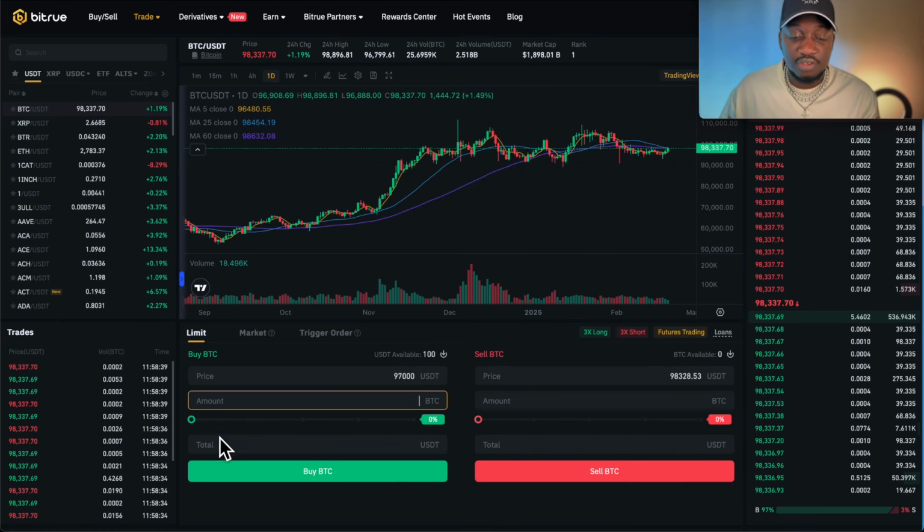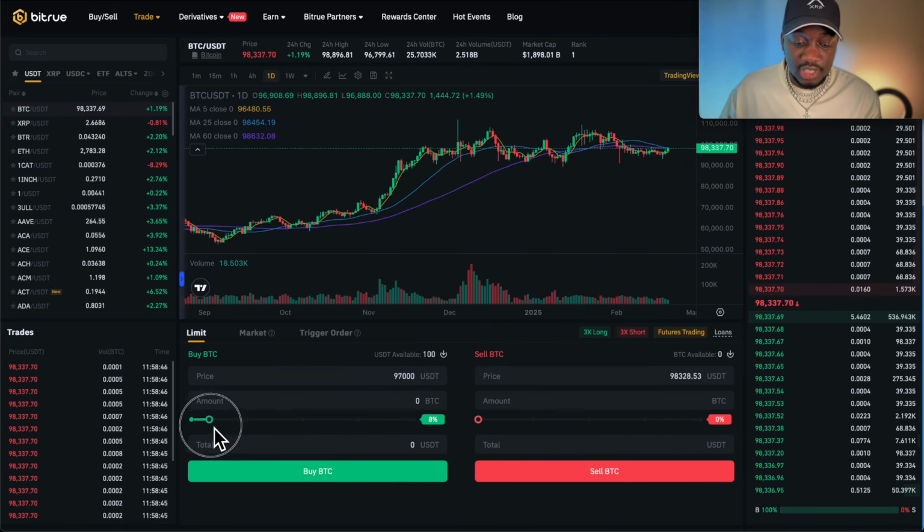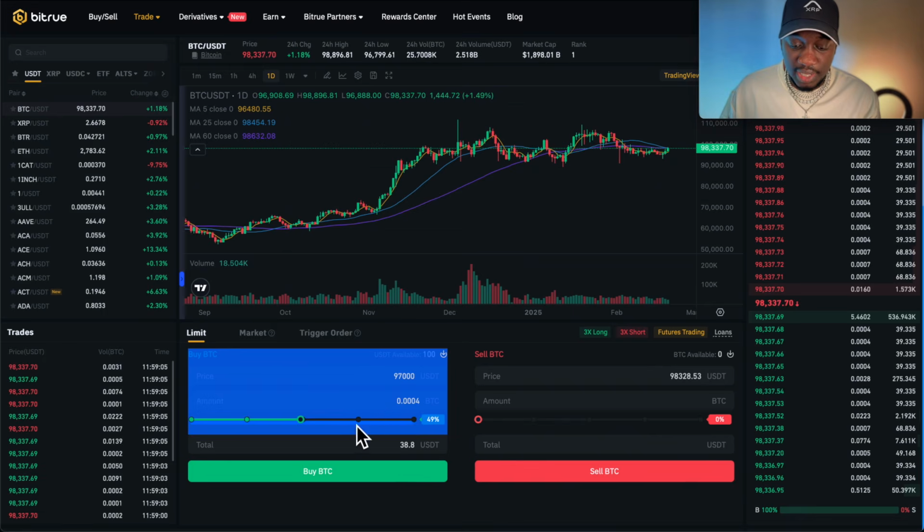Bitrue has this feature right here that makes it easier for you. Let's say we want to spend 50% of our available balance. We can just swipe this to 50%. In this case, we can see that we're going to get this amount of BTC, which is 0.0005 worth of BTC, and we're going to spend at least 50 USD to get this amount. Let's say we want to spend the whole available balance that we have, which is 100 USD.